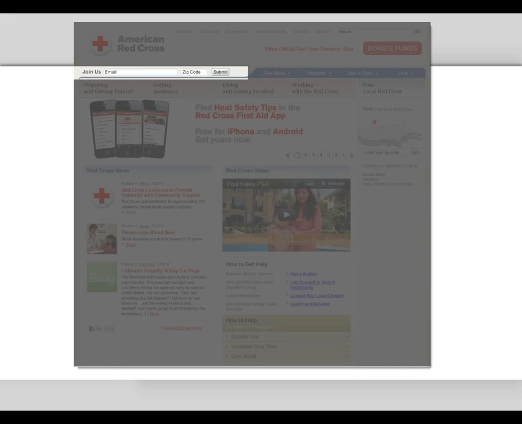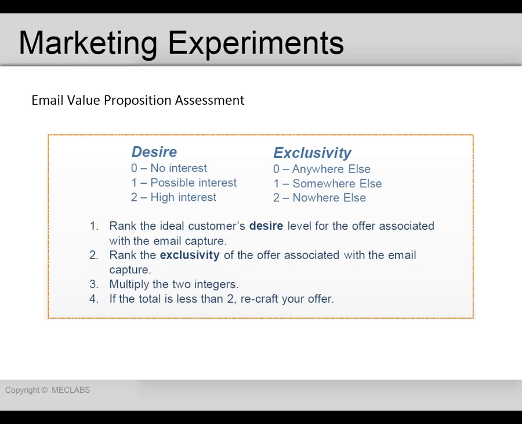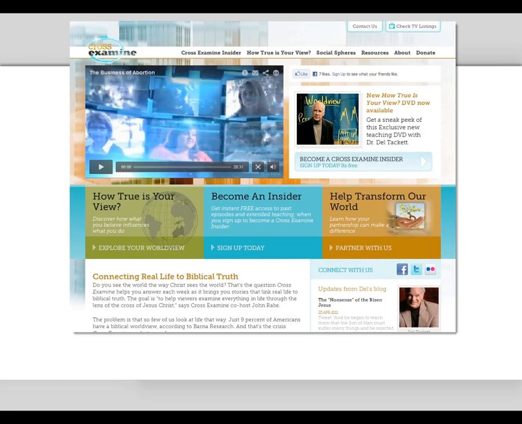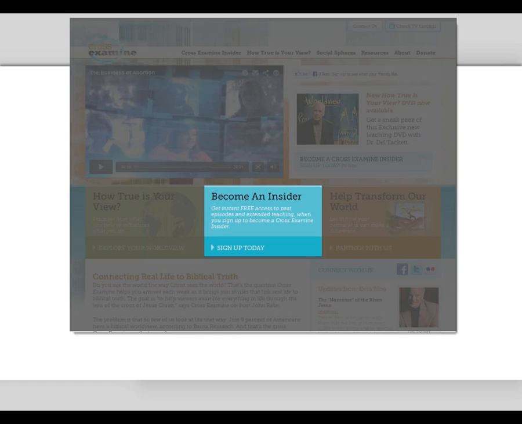So guys, let's go ahead and look at another example here. This one's Cross-Examined. Again, this is a broadcast ministry organization. Right here in the center of the screen is the email sign-up offer. It says, become an insider, get instant free access to past episodes and extended teaching when you sign up to become a Cross-Examined insider. We click through, there's a little bit more information.